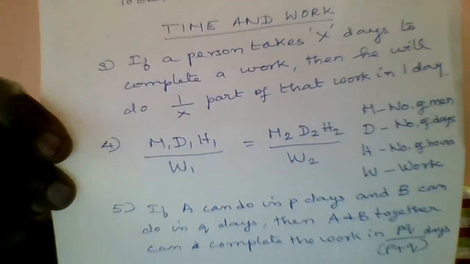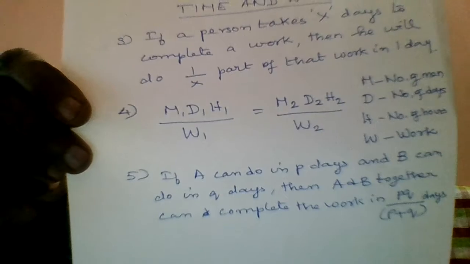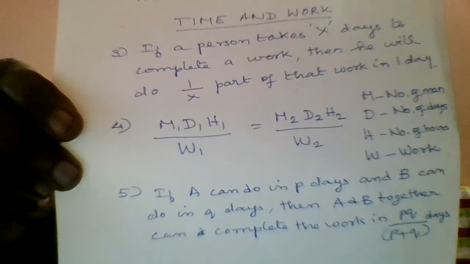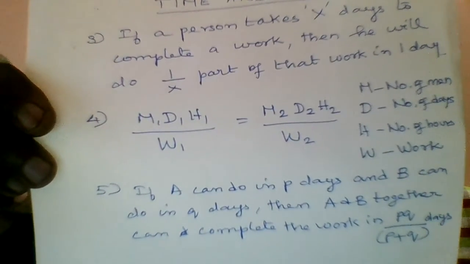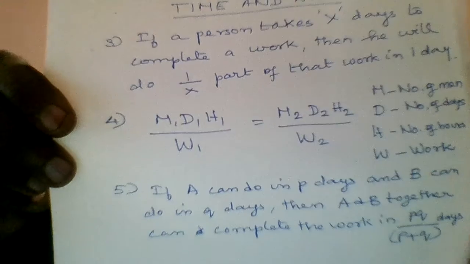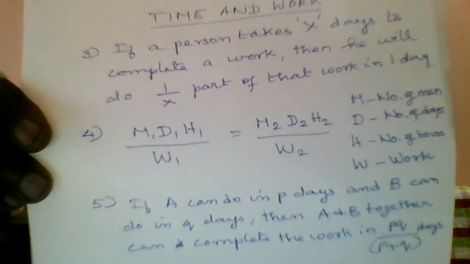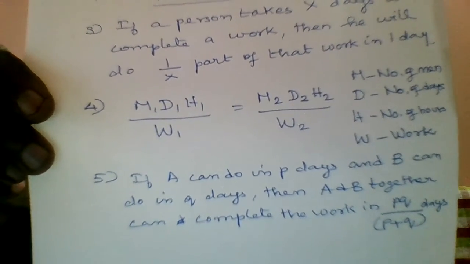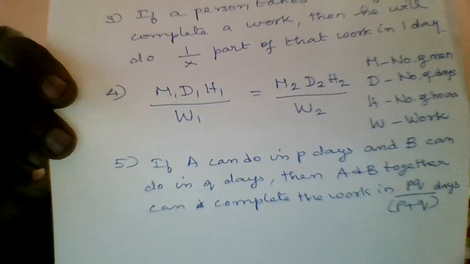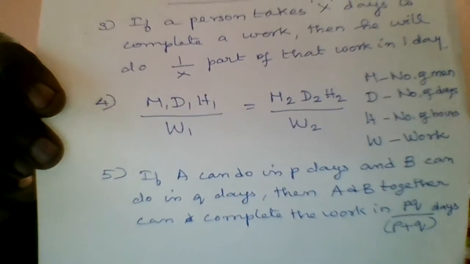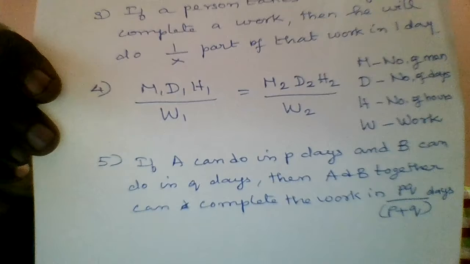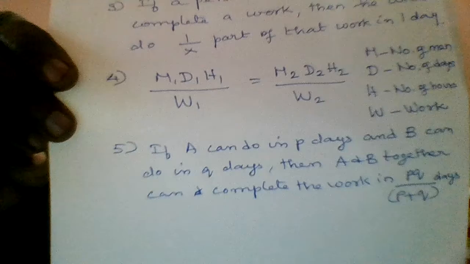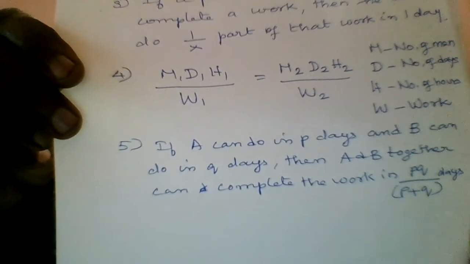Then let us look at some formulas related to time and work. If a person takes x days to complete a work, then we can say he will do 1 by xth part of the whole work in 1 day. And then there is one more formula: m1 d1 h1 divided by w1 is equal to m2 d2 h2 divided by w2. That is, m is the number of men, d is the number of days, h is the number of hours, and w is the work.